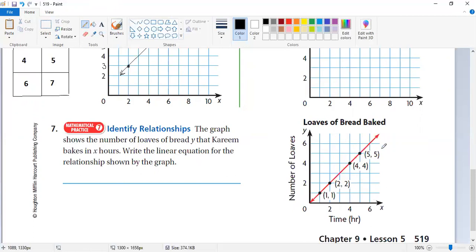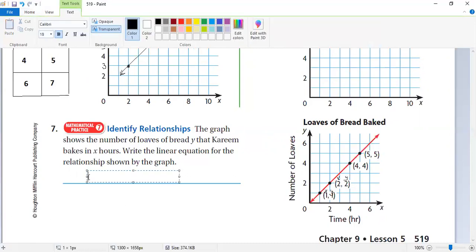Look at the coordinates. So that's 1, 1; 2, 2; 4, 4; 5, 5. So the value of x is 1, the value of y is also 1. The value of x is 2, the value of y is also 2. Now, keeping this in mind, how do you think you can write the equation?